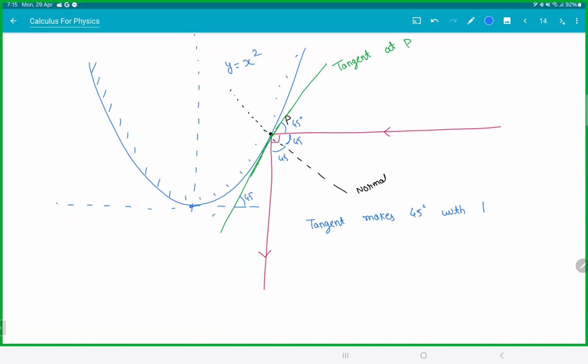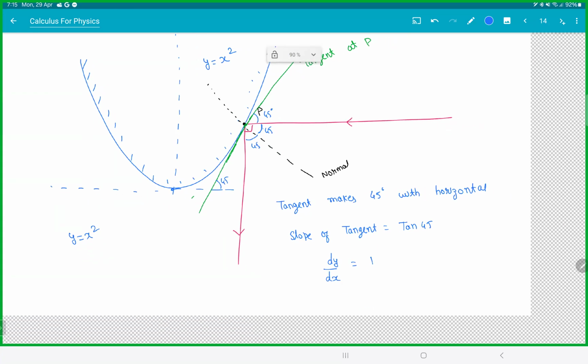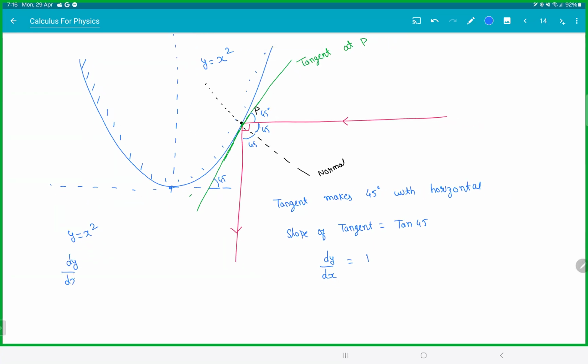If you see, all this is physics, law of reflection, you studied in school. Therefore, the slope of the tangent is tan 45. But we also know from calculus just now, slope is nothing but dy by dx. Tan 45 is 1. But dy by dx, with y equal to x square, is nothing but 2x. So 2x is equal to 1. So therefore, x is equal to half. If x is equal to half, y will be x square, so that is 1 by 4. Therefore, the coordinates of P are half, comma 1 by 4.